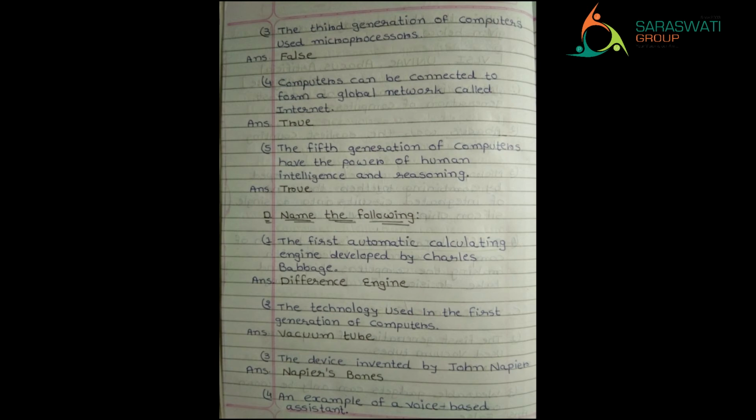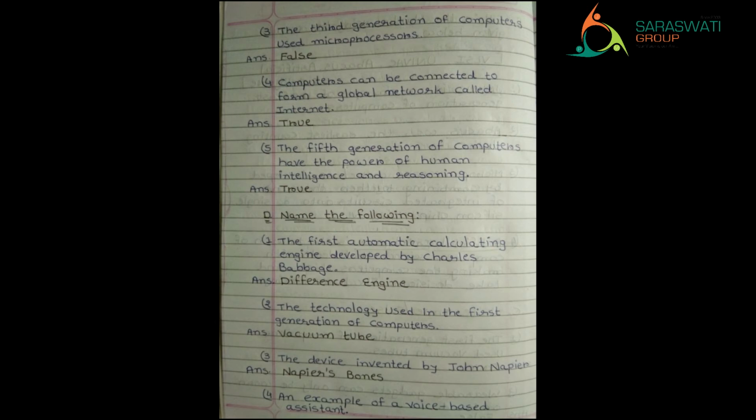The first question. The first automatic calculating engine developed by Charles Babbage, right? That means which engine was invented by Charles Babbage for calculation. There were two actually, right? But first was the difference engine. Can you tell me the second one? Yes, it is actually the analytical engine. The major difference was that the analytical engine was able to store data, right? And the difference engine only did calculation, right? So difference engine is the answer.